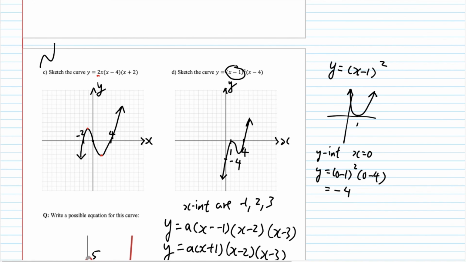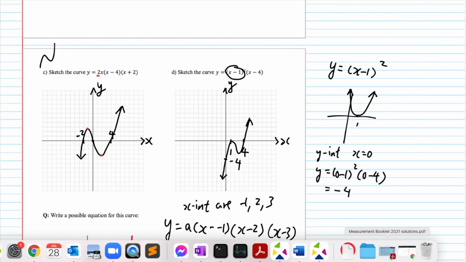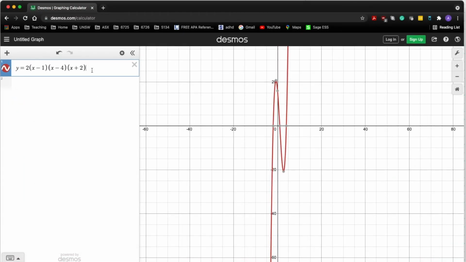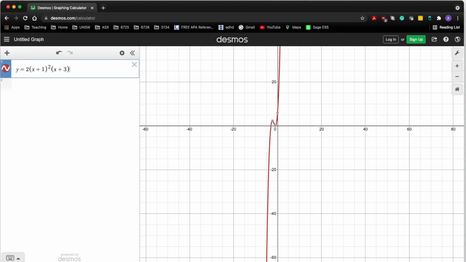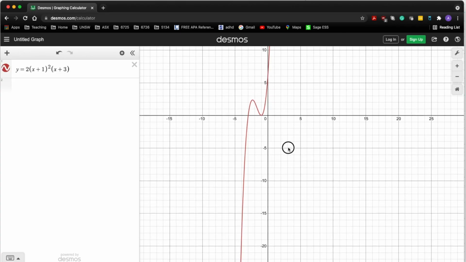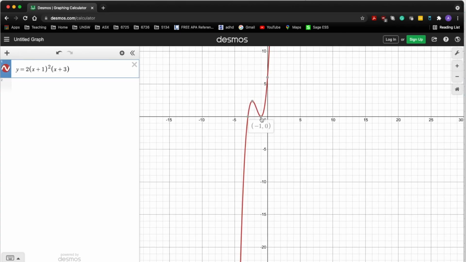Okay, so we've only gone through one example here, but I'm just going to show you some more so you get the basic idea. So I'm going to do it on Desmos. So say you had the graph y equals to x plus 1 squared times x, say, plus 3, right? So as you can see, at x is equal to minus 1, there's a vertex looking point because you have x plus 1 squared, and at x equals to minus 3, it's going to be the x-intercept, right?